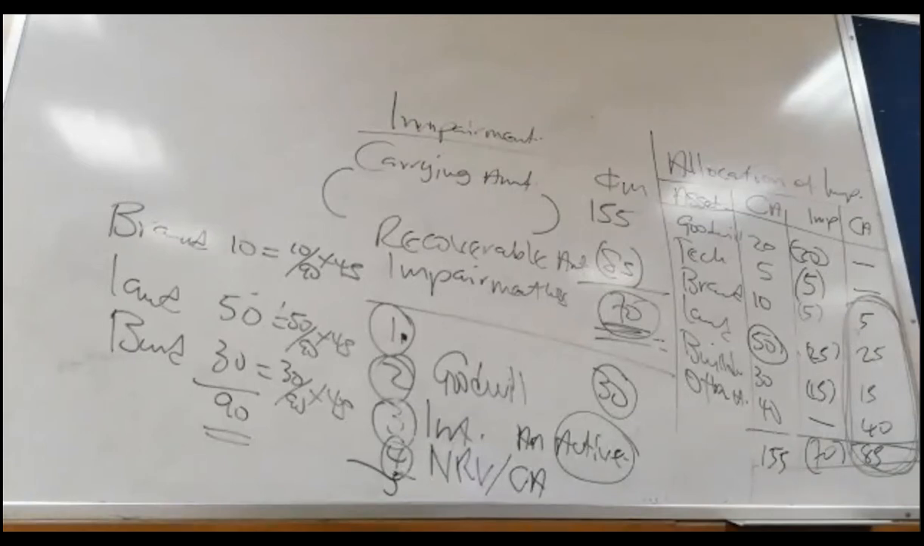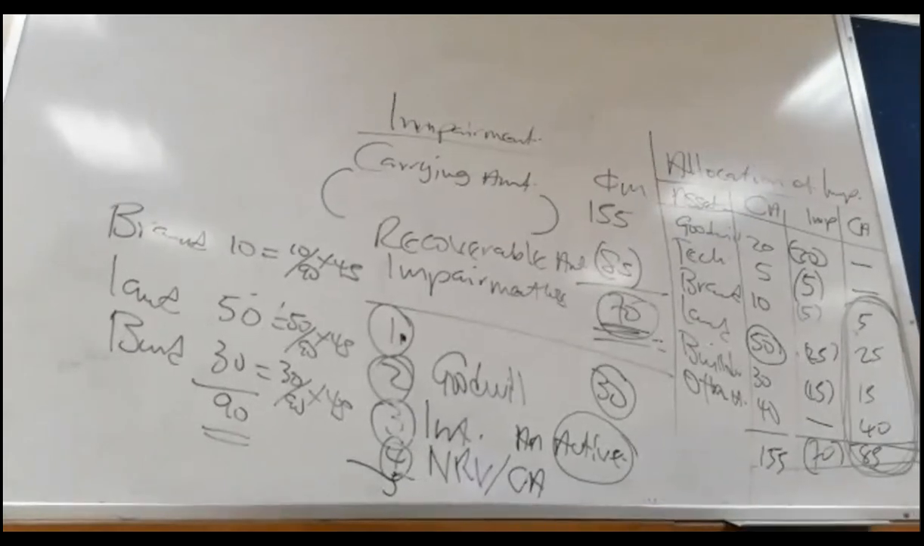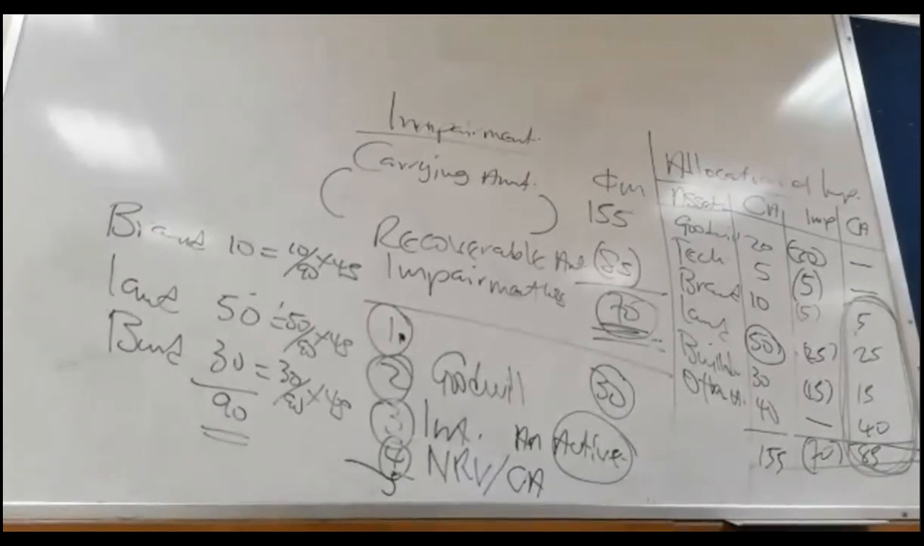Okay, so we are done with impairment. Now let's move on to the next asset on the list. We are done with impairment charge.